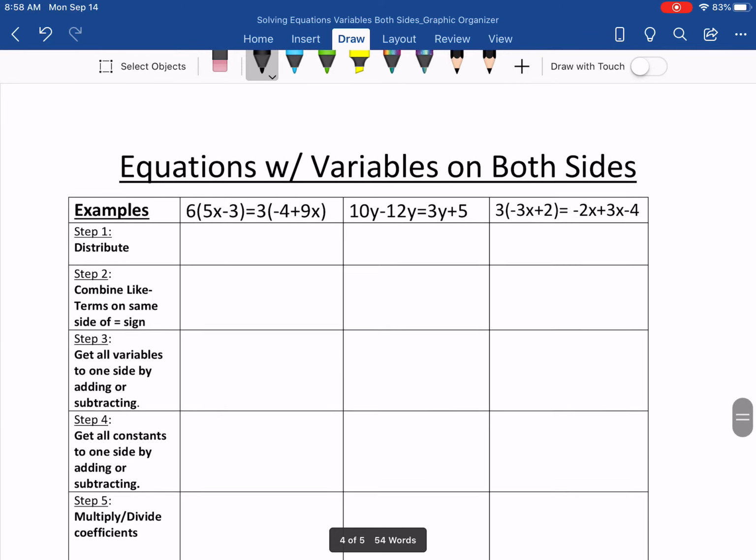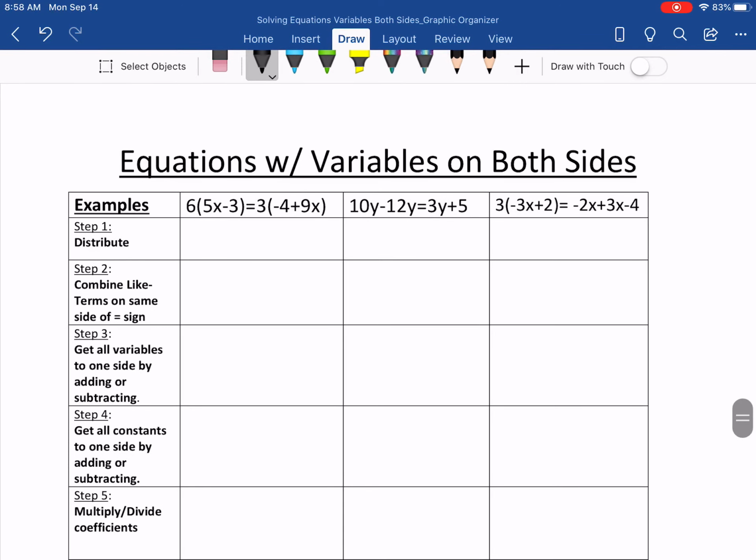So the next thing we want to look at are equations that have variables on both sides. Before we were doing equations that had a variable either on the left side of the equal sign or the right side of the equal sign, but not both. Here, we've got a variable on the left side and we've got a variable on the right side. So let's take a look at how we handle those.